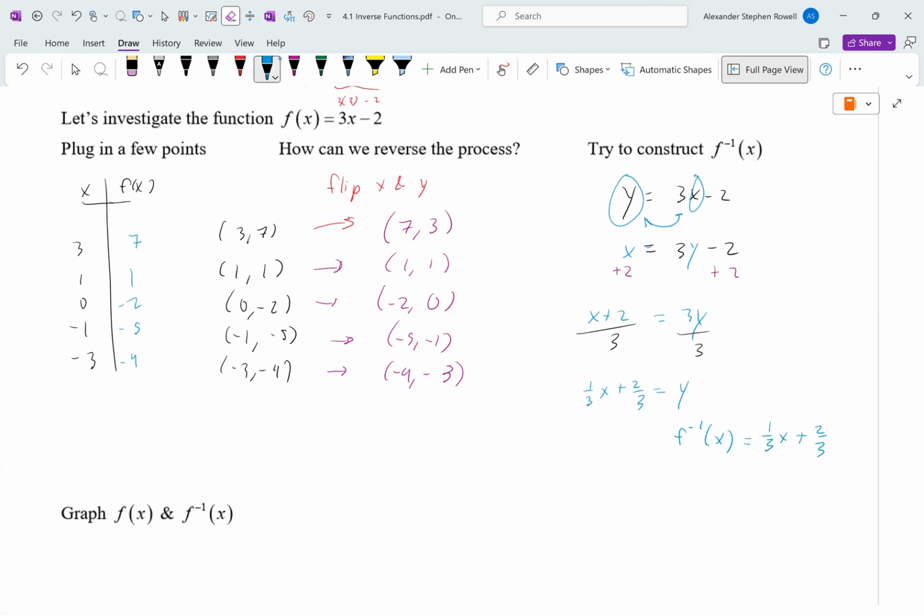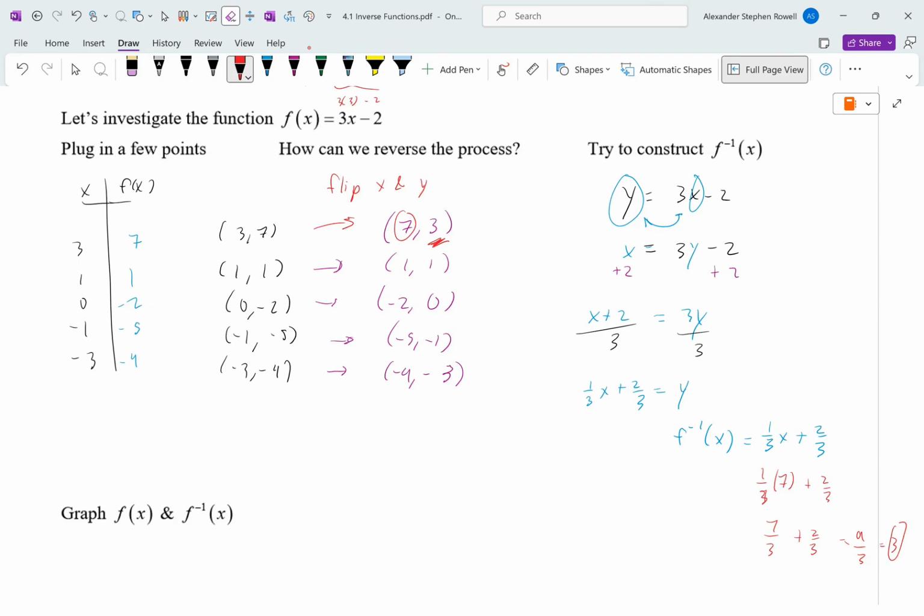Okay, do you believe me it's the inverse? How could we check? Plug in an x value, get the y value. We could check this by plugging in 7. What's 1/3 times 7? 7/3. What's 7/3 plus 2/3? 9/3, which is 3, that's what we wanted, right? This works for all those ordered pairs. We flip the ordered pairs by flipping the x and y variable.